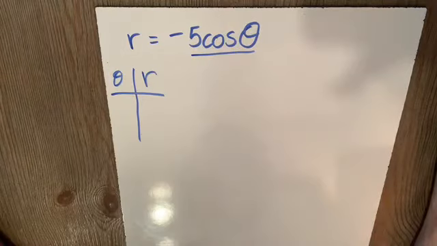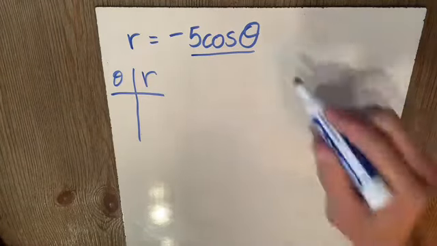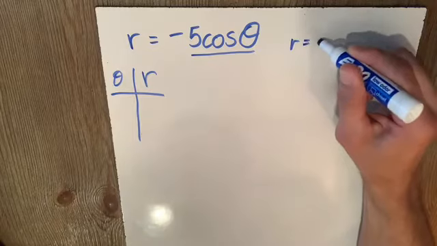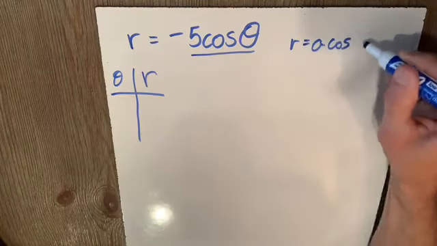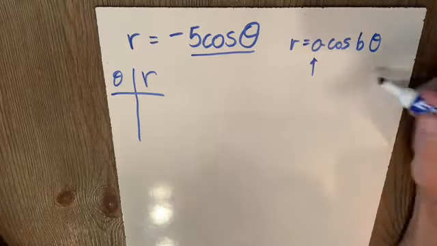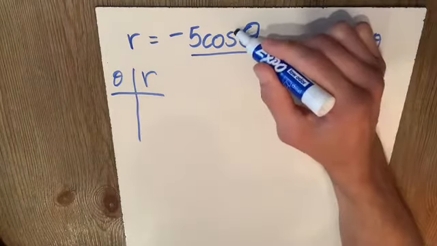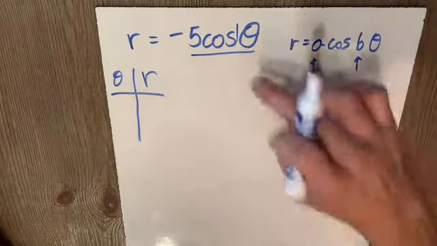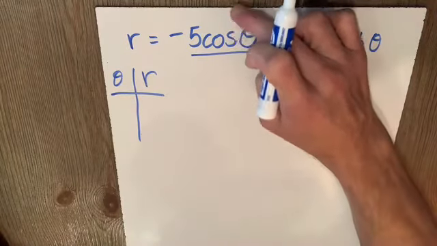one-term special polar graph, so I know it's a rose. A rose is of the form r equals a cosine b theta. Remember, a is the petal length and b is the number of petals. Well, if that's 1, a rose of 1 petal is a circle. So I know this is a circle.